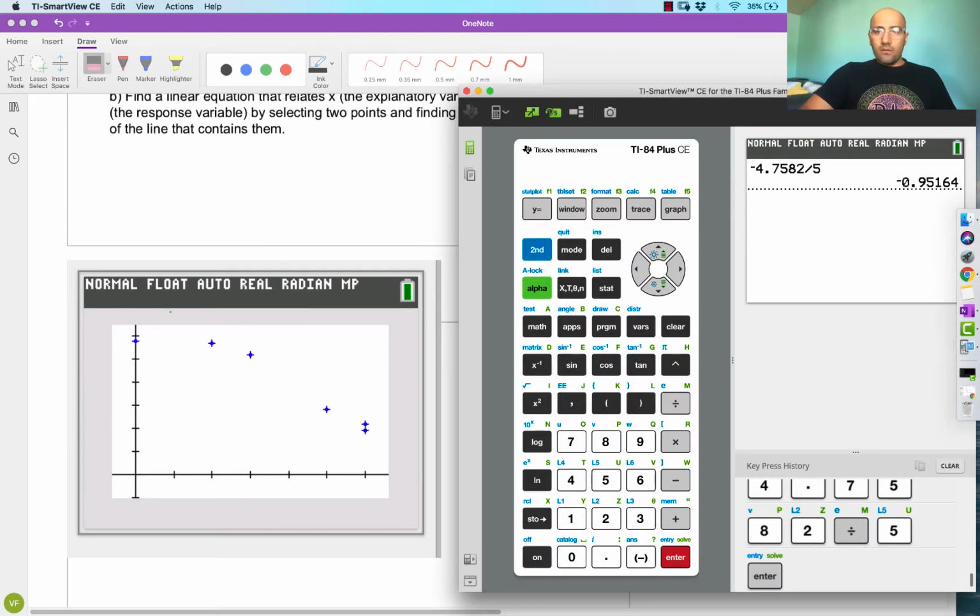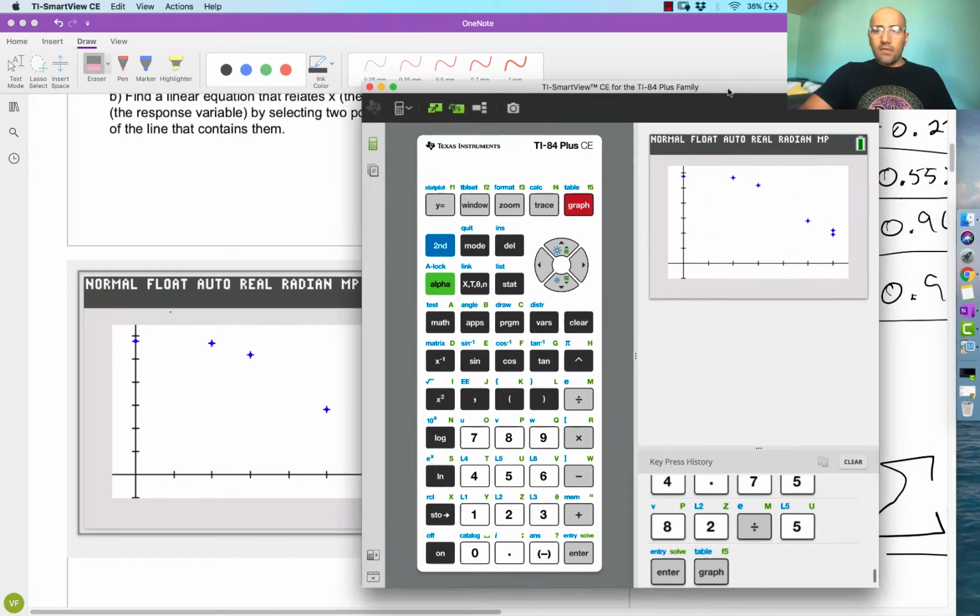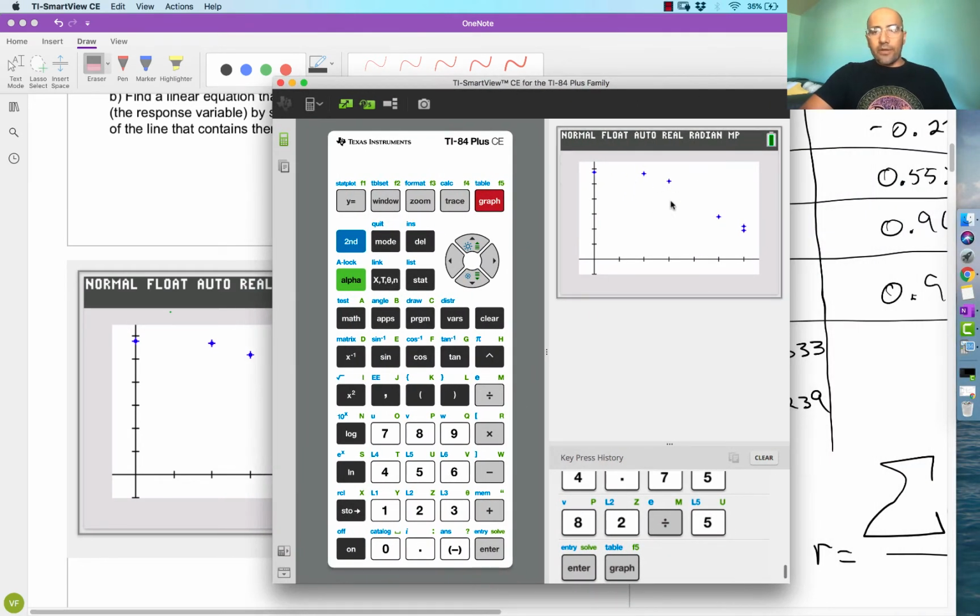Okay, so let's go back to our calculator. Let's go back to our graph. Here it is. How do we choose that? Let's just pick a couple of points. Maybe the first point and that point would be a good guess, right? So there's several good guesses.